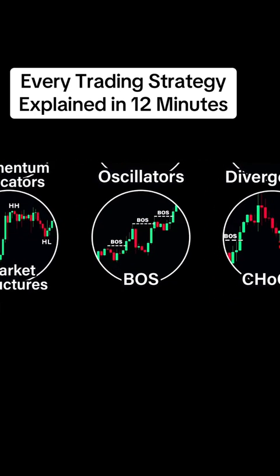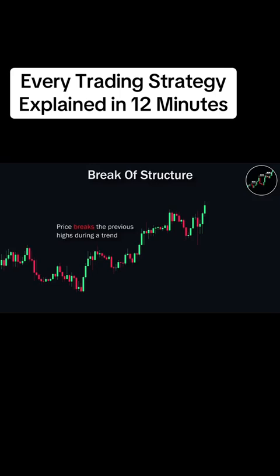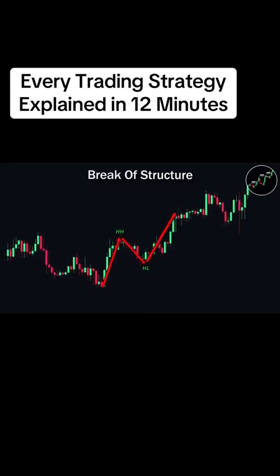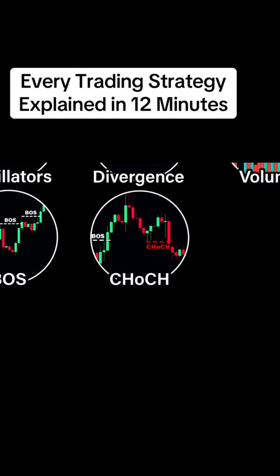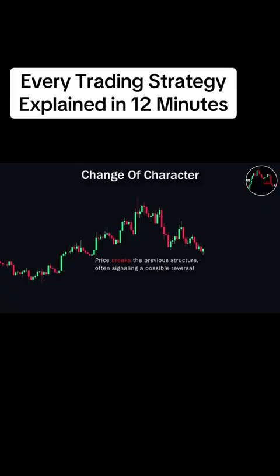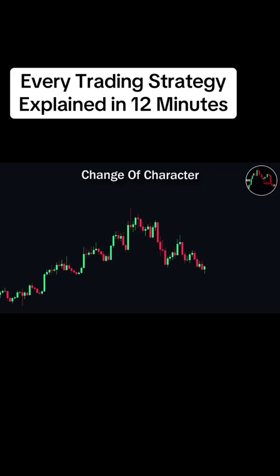Break of structure. It is when price breaks the previous price peak during a trend. For example, if the price forms higher highs and higher lows, this break of the previous highs is called a break of structure. Change of character. It occurs when price breaks the previous structure during a trend, often signaling a reversal from that current trend. For example, if the price is forming higher highs and higher lows, then it breaks the previous lows, forming lower lows. This is called a change of character.